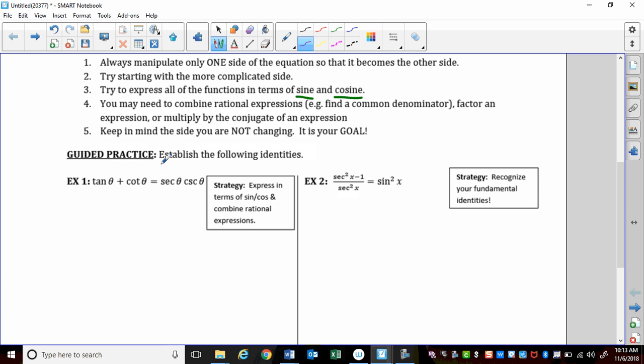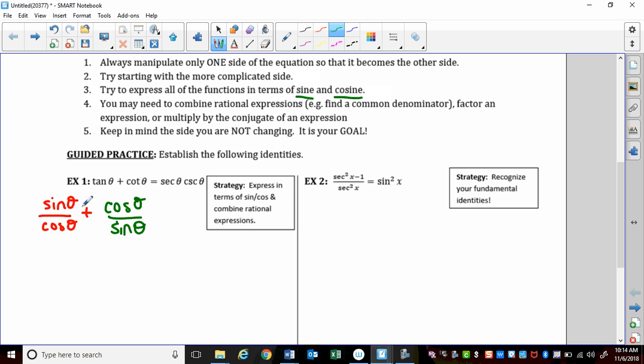I'm going to start with the most complicated side. It's more complicated to start with them apart, and then we'll see how we can get them to go together. These are multiplied together. So I'm going to start with the left-hand side. And tangent and cotangent, I'm going to express everything in sines and cosines. Tangent is sine over cosine. Cotangent is cosine over sine.